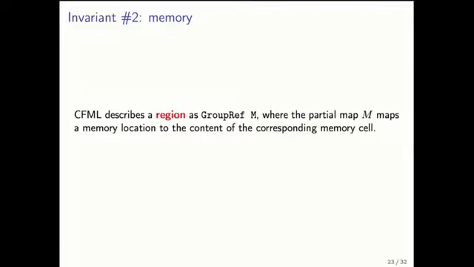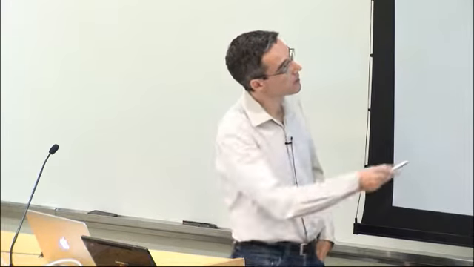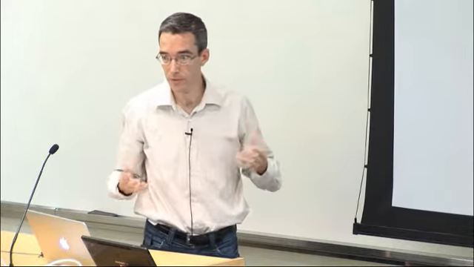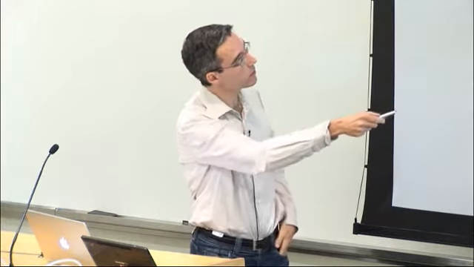The second part of the invariant is the ownership of the part of memory where the nodes exist. Since this is a separation logic, we want to say we are the unique owner of this part of memory. CFML gives us a predicate called group ref, which represents a region or a group of references in the heap. And it's parameterized by a finite map M, which maps every memory location to its content. So in the invariant, we are going to have an assertion of this form, group ref M.